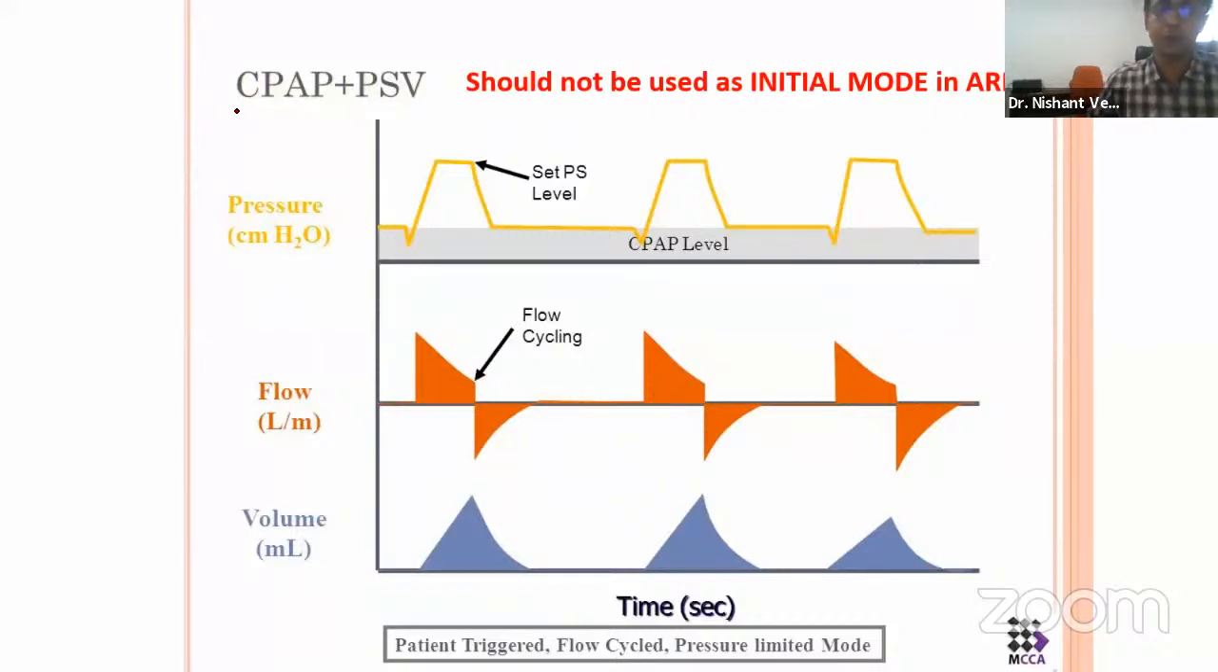Another mode which is commonly used is CPAP plus PS, but it should not be used as initial mode. अगर ARDS में पेशेंट है, आप इस मोड से कभी भी इनिशिएट नहीं करेंगे. This is a weaning mode. ARDS resolve हो गया है. You are planning to wean the child, extubate the child. Then only you are going to use CPAP plus PS. This should never be used as initial mode in ARDS because work of breathing कम नहीं होगी. The ventilator support is not optimal.